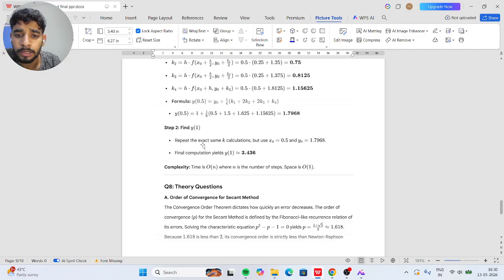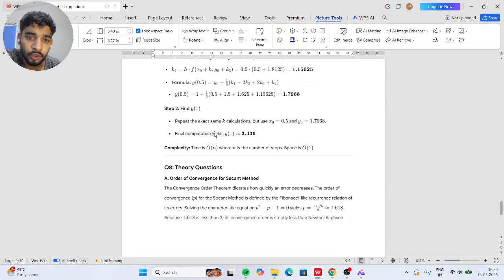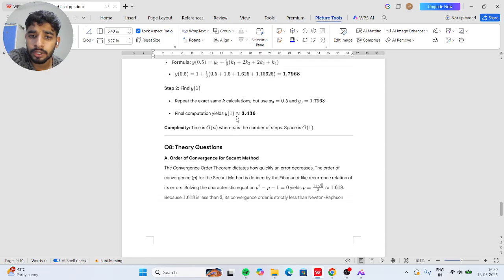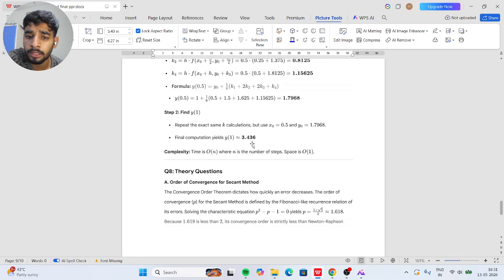Okay, so repeat the exact same k calculations, but use x0 equals 0.5 and y0 equals 1.798, as we have to choose the previous x and y values, just like we are finding y1. So we have to choose the value of y0.5 and x0.5. Remember this in mind, solve y1 and tell me the answers. The final computed value of y1 will come nearly about 3.436.